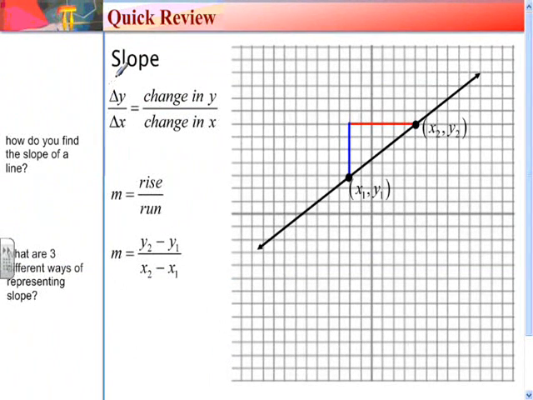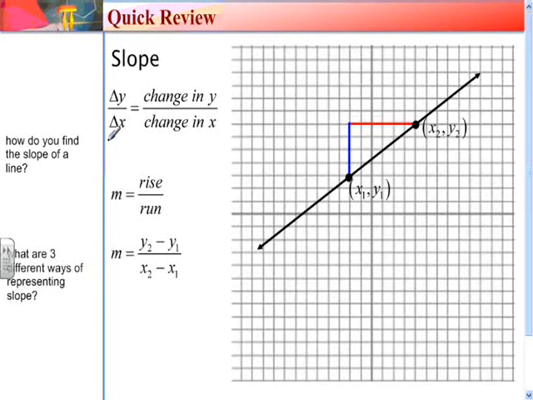Remember slope? Slope is how steep a line is. So if I wanted you to describe slope, you might say a line that's really, really steep or a line that's really, really flat. The slope measures how steep or flat that line is. Okay. Now there's lots of different ways we can talk about slope.